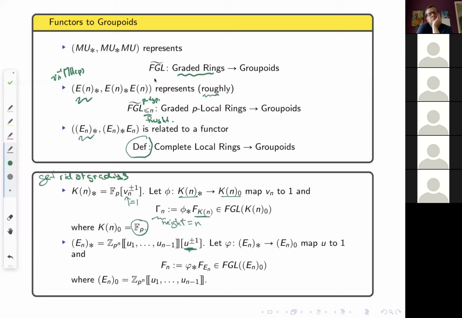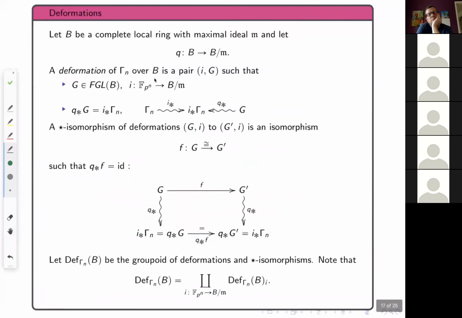And similarly, you can take E_n star, set u equal to 1, and then you get a map from E_n star to E_0 which maps u to 1, and then you can look at the image of the formal group law for E_n, and that gives you a formal group law over this ring here, E_0. So we're just going to work over E_0 and K_0. Okay, so what are these deformations?